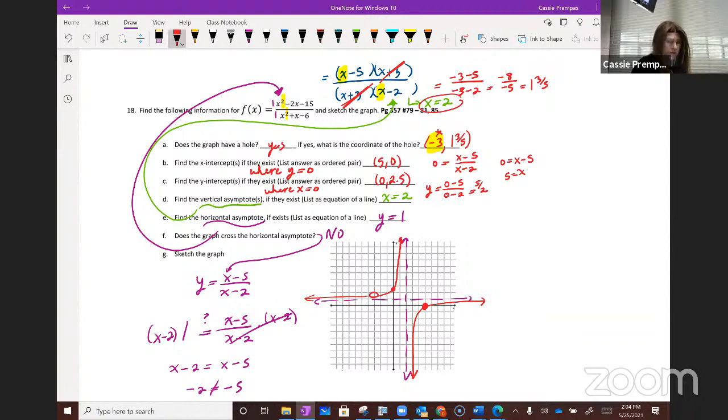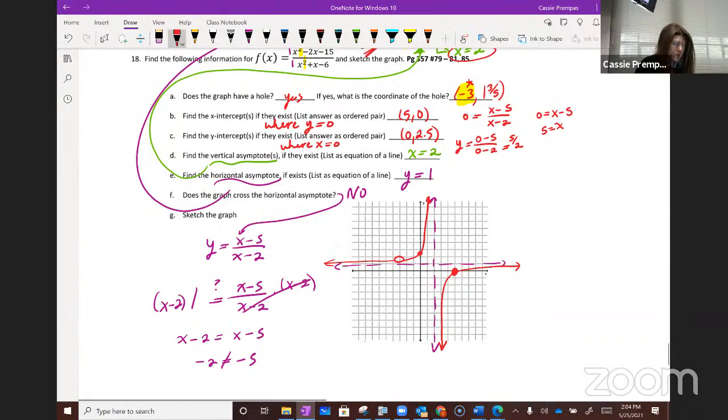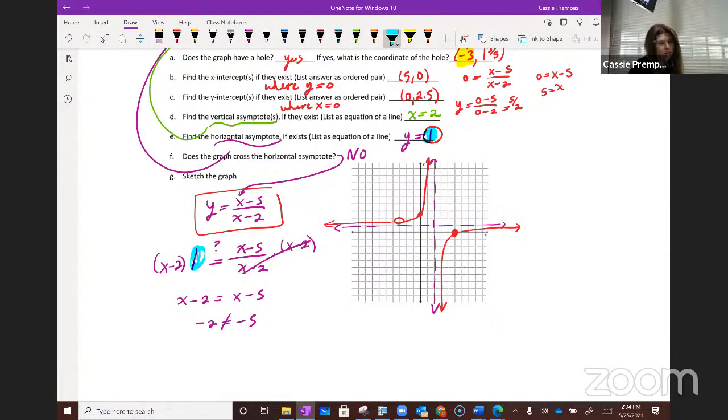Evan? So to determine if it crosses the horizontal asymptote, you take your reduced function, which is y equals x minus 5 over x minus 2, and we set that equation equal to the value of the horizontal asymptote, which is 1. So we're going to see, can this equation equal 1? And then we solve, and we find that it actually can't equal 1, so it's never going to cross.